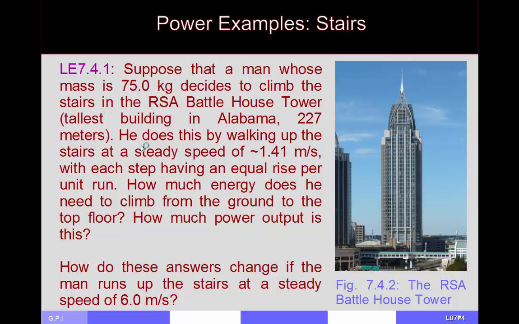So suppose that this guy does this by walking or jogging, as the case may be, up the stairs at a steady speed of 1.41 meters per second, with each step having an equal rise per unit run. How much energy does he need in order to climb from the ground to the top floor, and how much power output is this? And then what happens if we change these answers to basically a sprint up the stairs of 6.0 meters per second? This may not be a sprint on flat ground, but going upstairs, this is pretty dang fast.